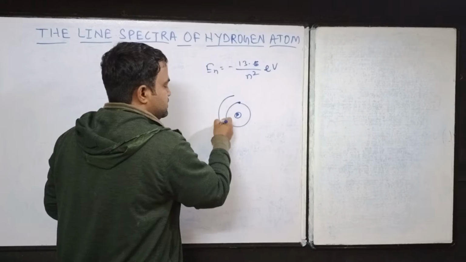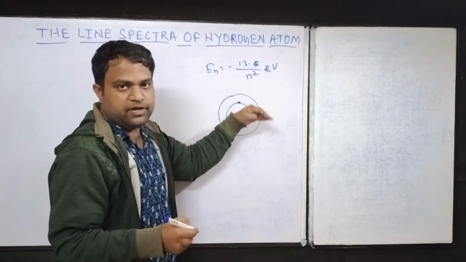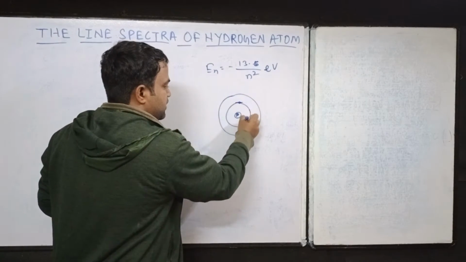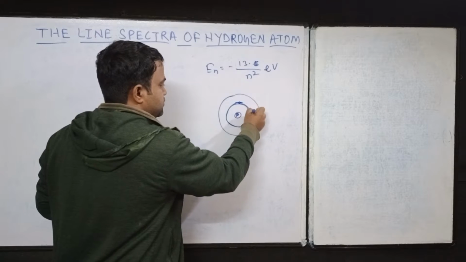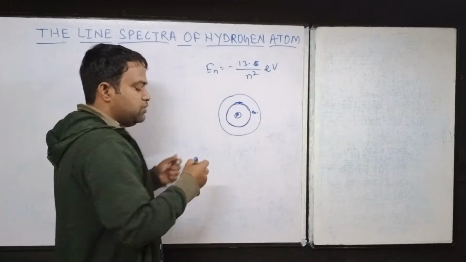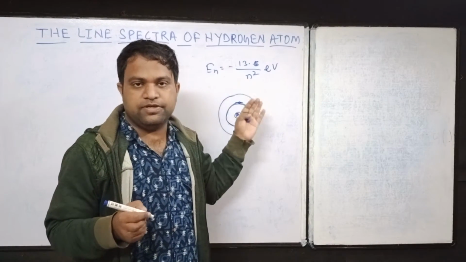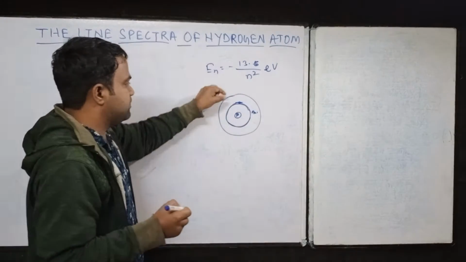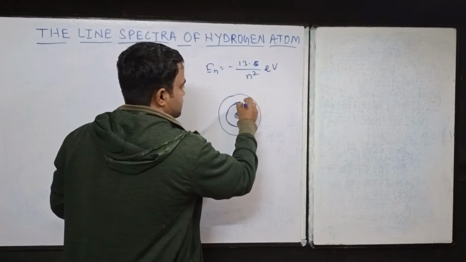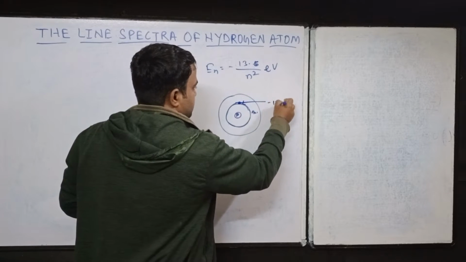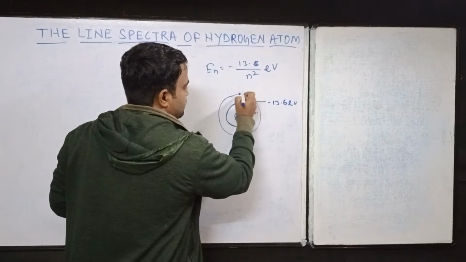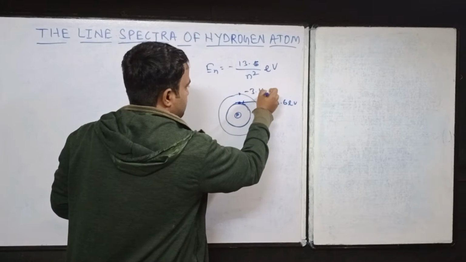Now this electron can have different orbits of different radius, and so is the energy. Let's say this is for n equal to 1, each shell will have a different energy associated with it, right? Also in the last video we discussed that the first shell, putting n equal to 1, will have energy, let's say, minus 13.6 eV, and if the electron is in the second shell, then it will have the energy minus 3.4 eV.